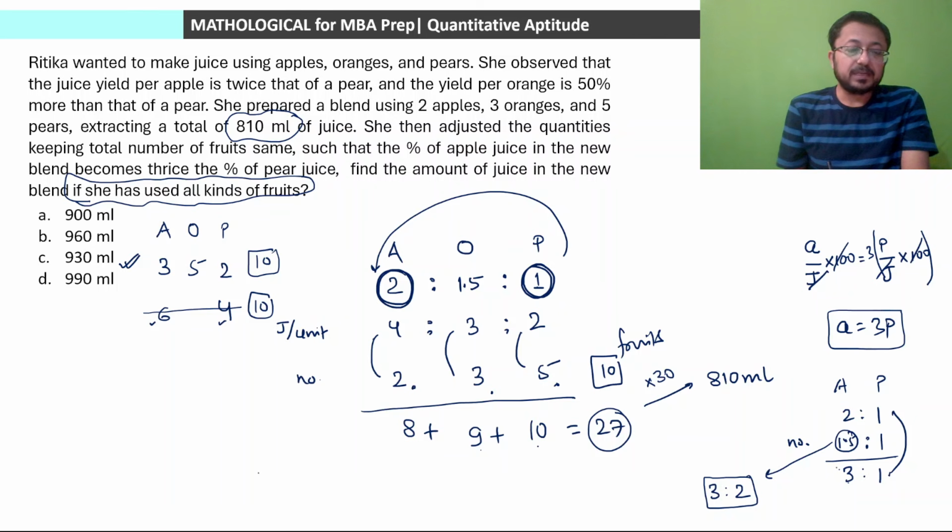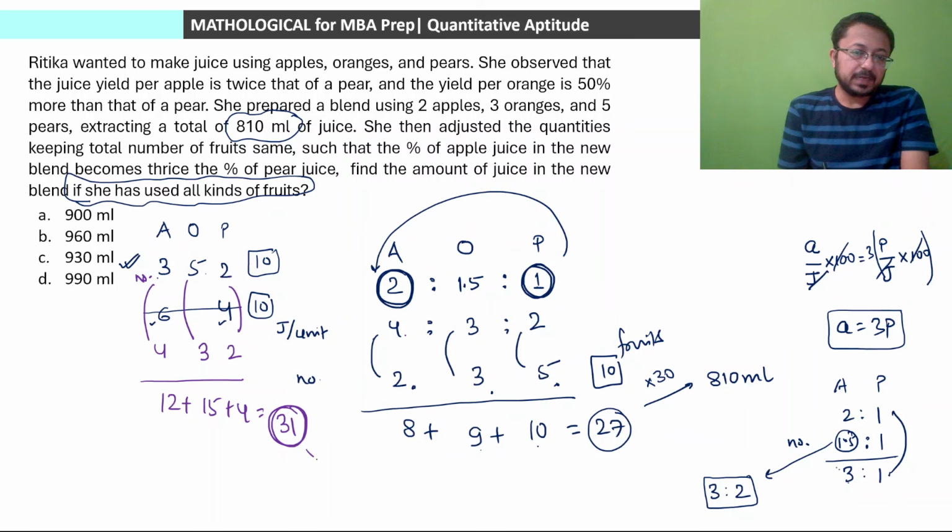चाहे तो यहाँ से ही क्वांटिटी निकाल दो कि there are 3 apples, 5 oranges, and 2 pears. This is number. And juice per unit कितना था? That was 4 units for apple, 3 units for oranges, and 2 units for pears. 3 into 4, 12 units, plus 5 into 3, 15 units, plus 2 into 2, 4 units.